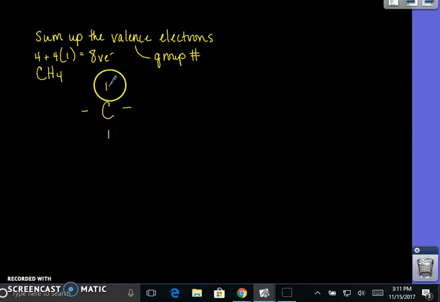Now remember, each one of these lines is going to represent 2 electrons. I use the lines because sometimes the dots can get a little confusing, and I keep the dots reserved for those on the outside, just like we saw with carbon tetrafluoride. Now we needed 8 valence electrons. We have 2, 4, 6, 8. So this is a great Lewis structure for methane.